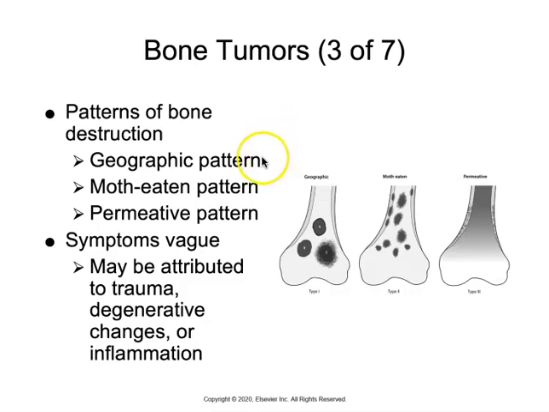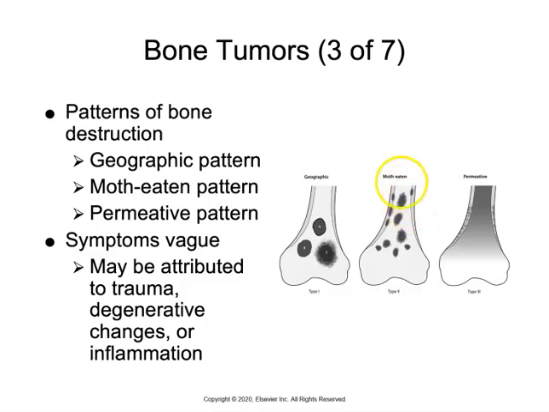First, we have our geographic pattern, which you can see pictured over here. You can see that it's localized, and we have these well-defined margins on the tumor, and it is easily separated from the surrounding normal bone. And this tends to be least aggressive and is slow growing.